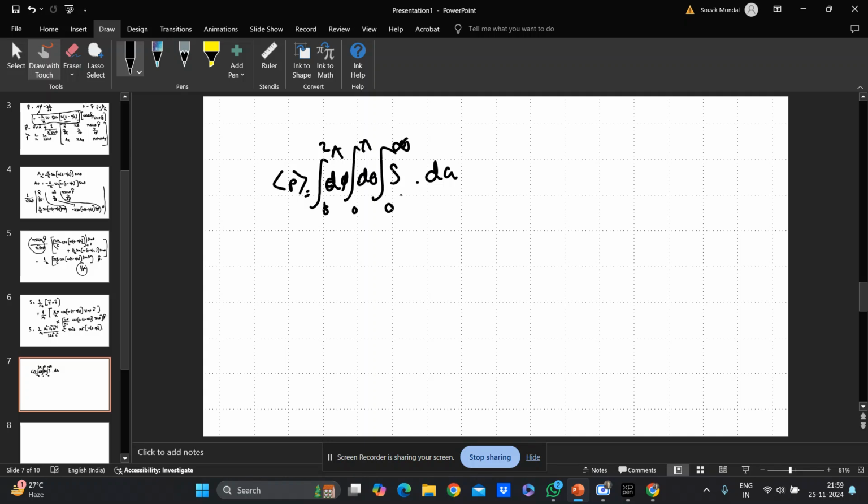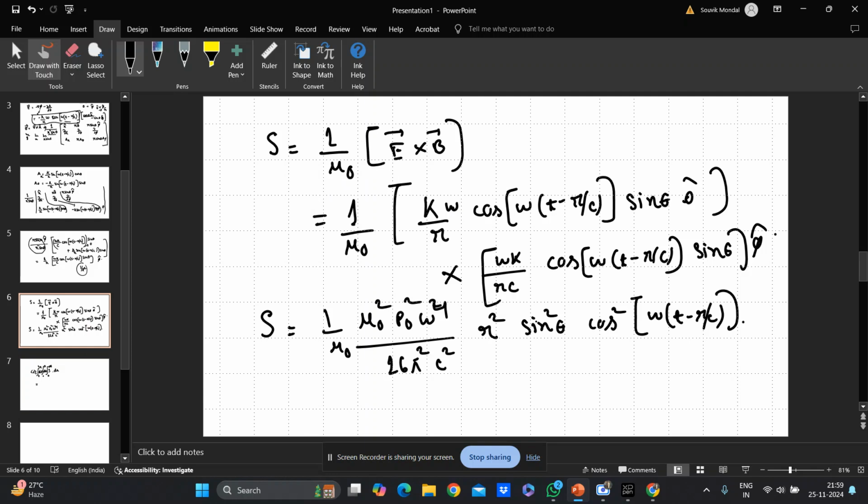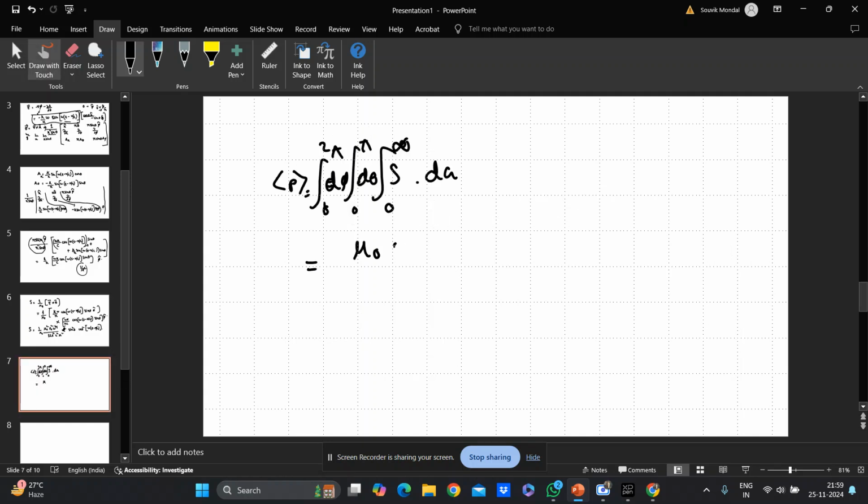Now your r squared will get cancelled. Sorry, there is not 1 by r squared here, there is 1 by r squared here. So r squared gets cancelled, and your final answer will look like this: mu naught p naught squared omega to the power 4 by 32 pi squared. See why I am writing 32 here? Because of the average of cos squared omega t minus omega r by c, the average of cos squared is half, so the extra half is coming here.